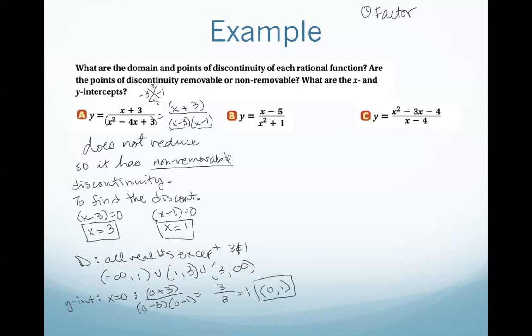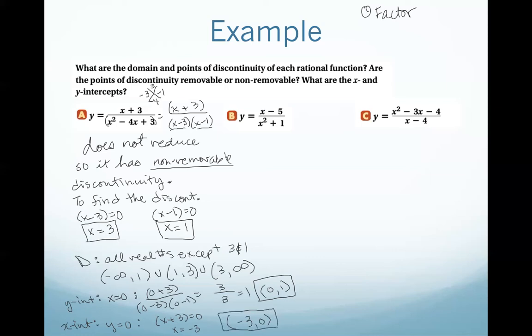There is our y-intercept. To find the x-intercept, we set y equals to 0. Now, what value will give me a fraction that equals 0? We've talked about this before. We need the numerator to be 0. So to get our numerator to be 0, we set x plus 3 equal to 0, which means x is negative 3, giving us the point negative 3, 0.